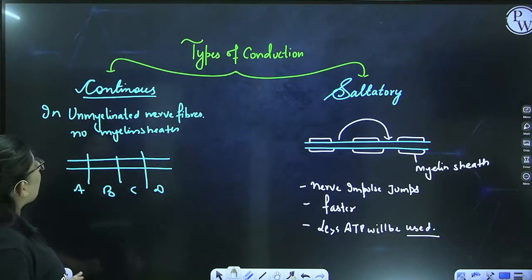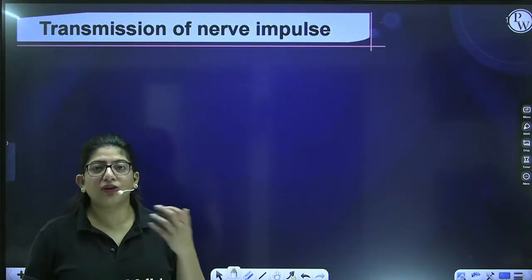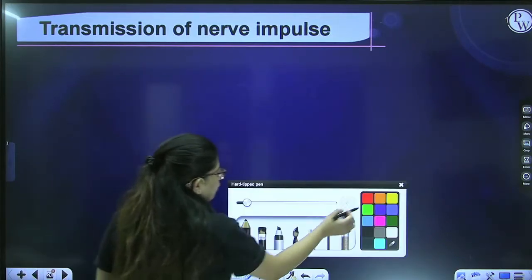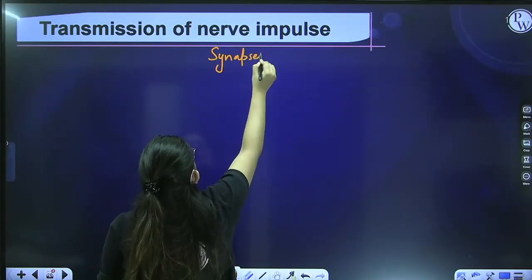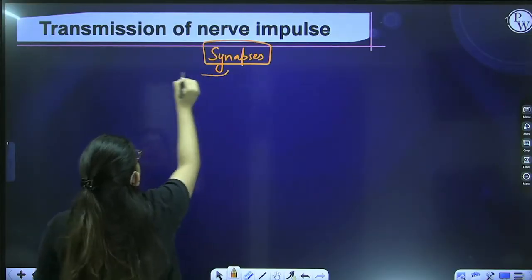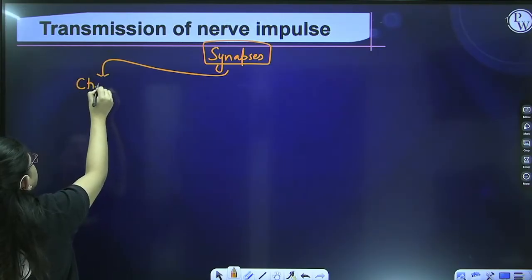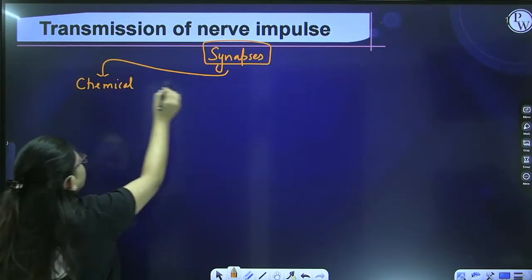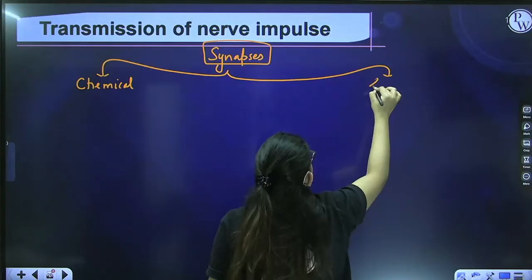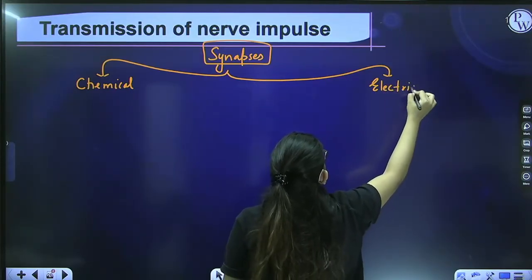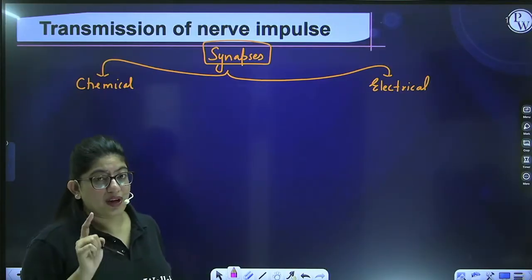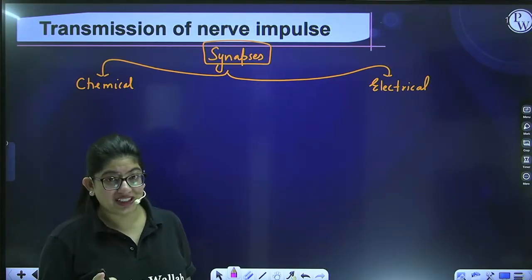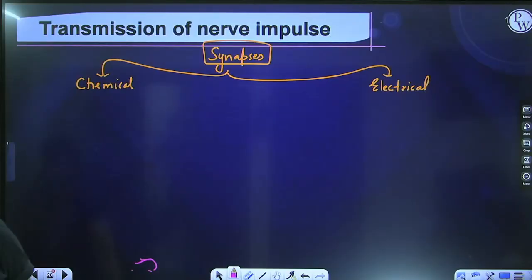Moving further, how is it transmitted from one neuron to another? First of all, for transmission, we have synapses. What do we have, guys? Synapses. As we have already done here, synapses are of two types. One is a chemical synapse and another is the electrical synapse. Now, what's the difference? All right. So this is a very important topic because from here questions have been asked in previous years. So don't skip this one and pay attention here.